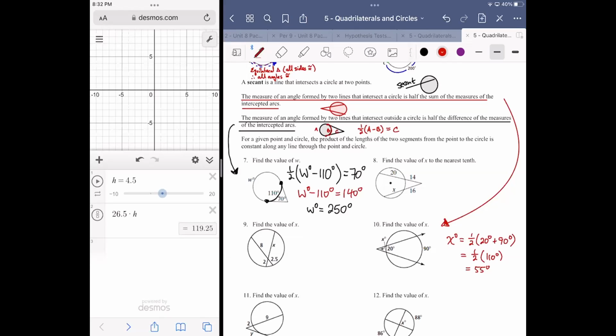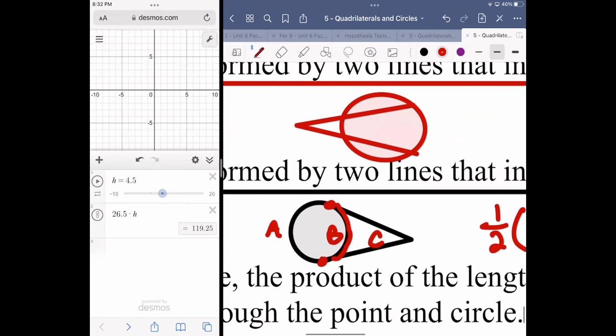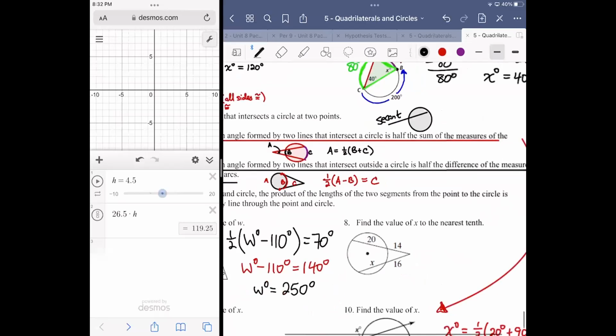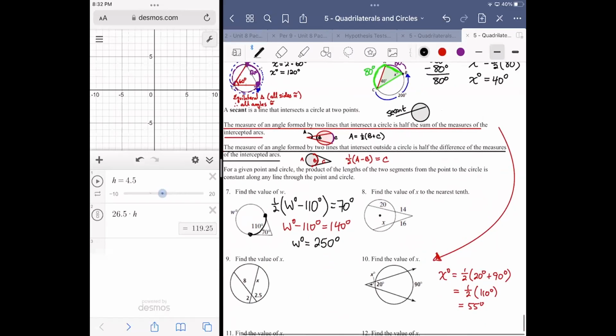So I'll bring it in and then I'll bring it out. So we have these little pieces here, this one here, and this one here. And then we have this little angle in here. So we'll do the same deal. We'll call it A, B, and C. So the relationship is that A is equal to 1/2 of B plus C. So it's really the average of the two arcs.